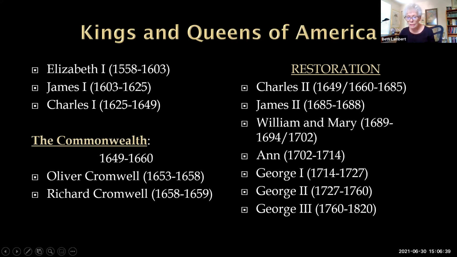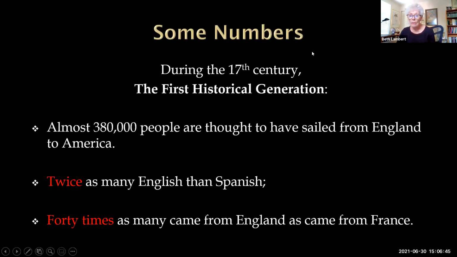So there's a lot of history in between, and it all affected the colonies. So some numbers. We talk about the first historical generation, and the historical generation is not the same as a family generation. It's a period of history and what happened during that time. So America, before the Revolution, had two historical generations.